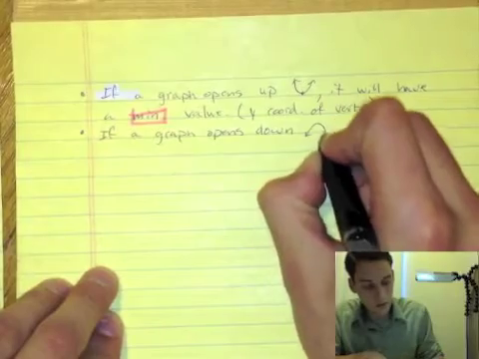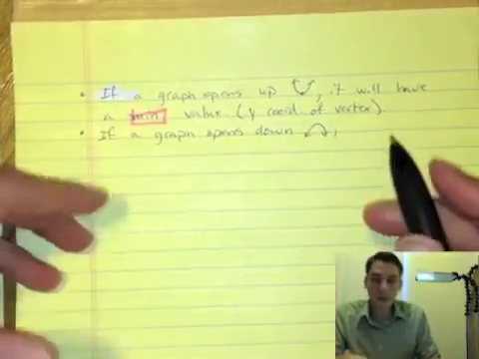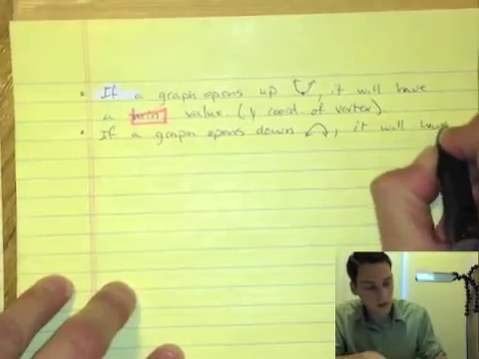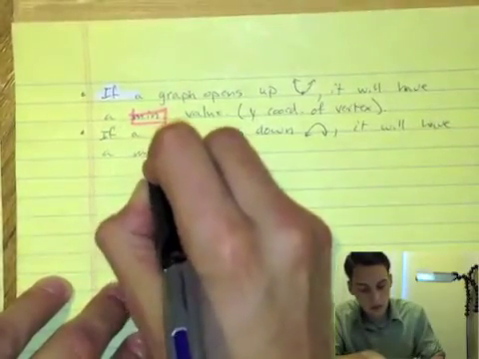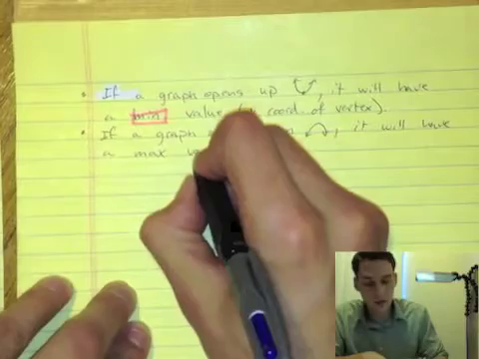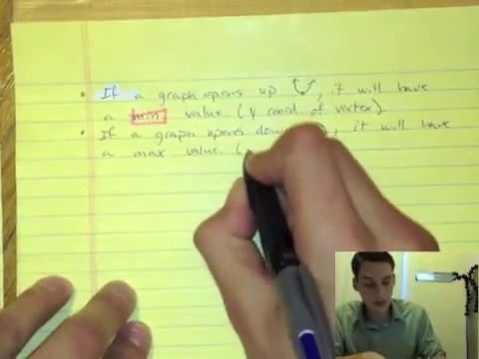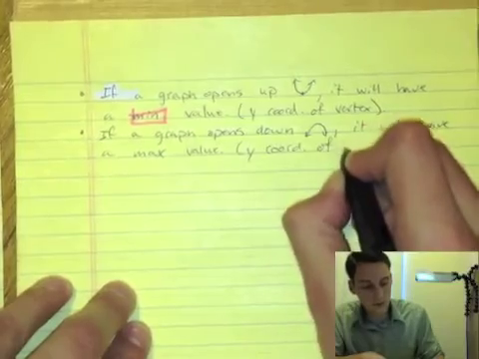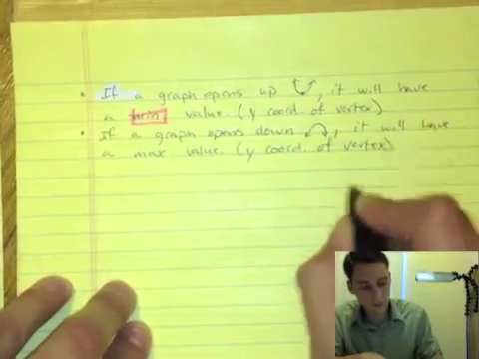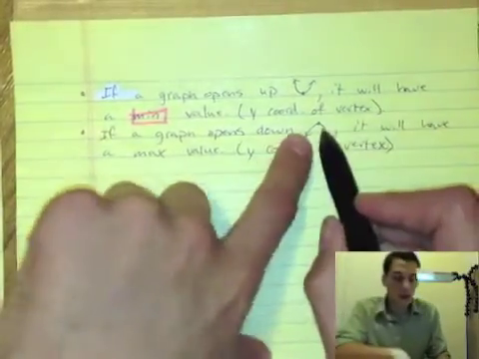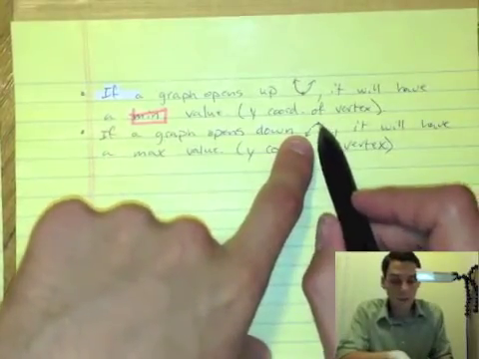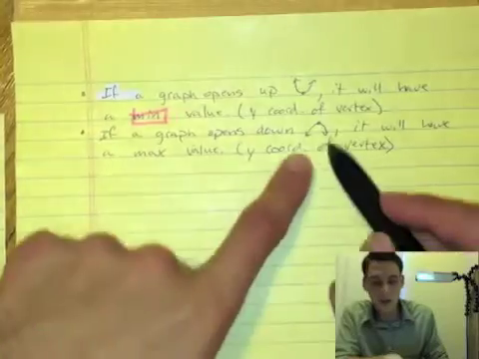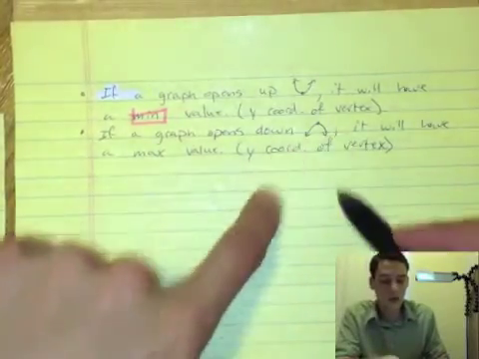like so, it will have a maximum value. It will have a maximum. I'm going to write max value. And again, it will be the y-coordinate of the vertex. So, again, if it opens down, there will be a highest point. There will not be a lowest point because these go on forever.